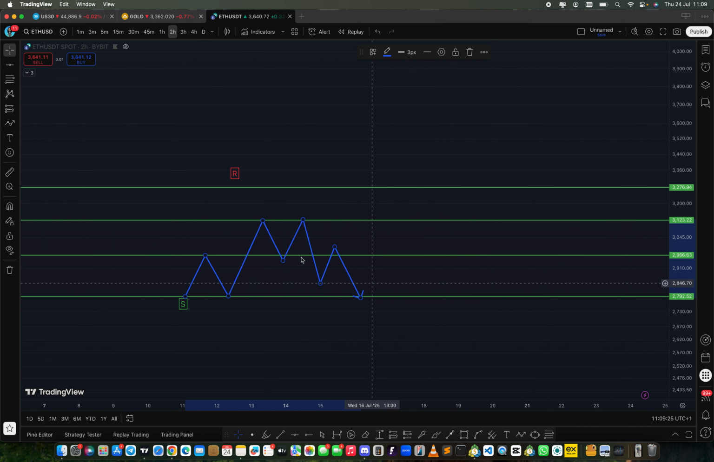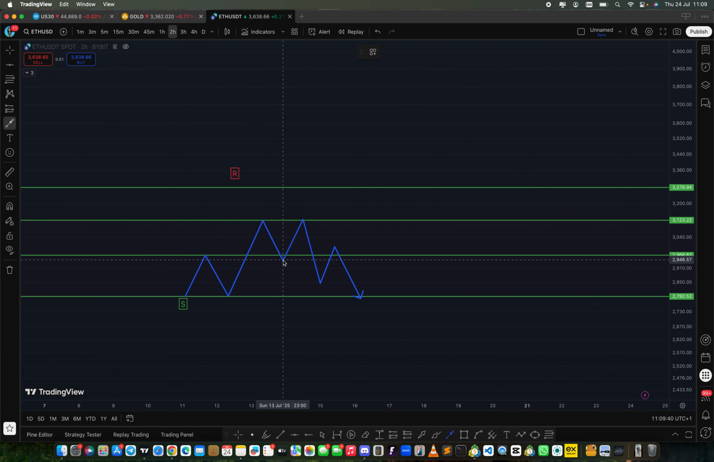So that's how to identify the support and the resistance. That's how to take profit, and now your stop loss is going to be below. Let's say for instance you took your trade right here.